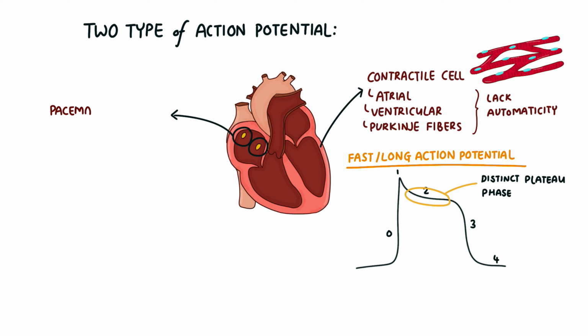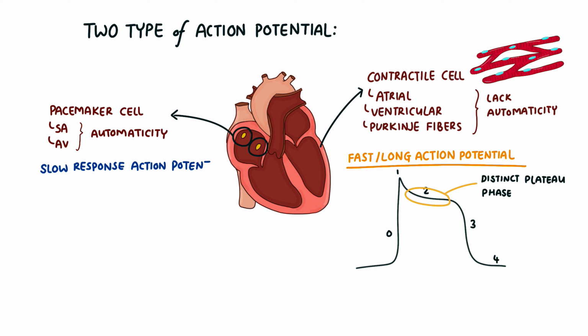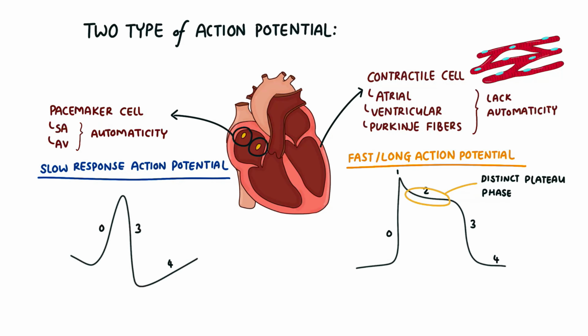Now, let's look at the action potential of the pacemaker cells. These are the spark plugs of the heart, found in the SA node and AV node. These cells are responsible for the automaticity of the heart, meaning they can spontaneously generate their own action potentials without external stimulation. The action potential in these cells is known as the slow and brief response action potential.